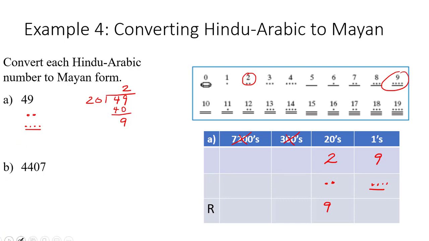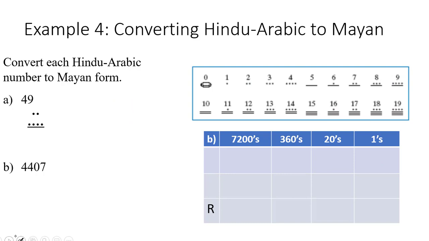Let's try 4,407. Okay, so for 4,407, we definitely cannot divide by 7,200. 360 is the biggest number out of the 3 place values that are left that can divide into that number. So let's do the long division. 360 goes into 4407. Okay, so 360 can actually go into 440 one time. So let's multiply 1 times 360. That gives us 360. After we multiply, we subtract. Subtracting 440 minus 360 gives us 80. Then we bring down the 7.